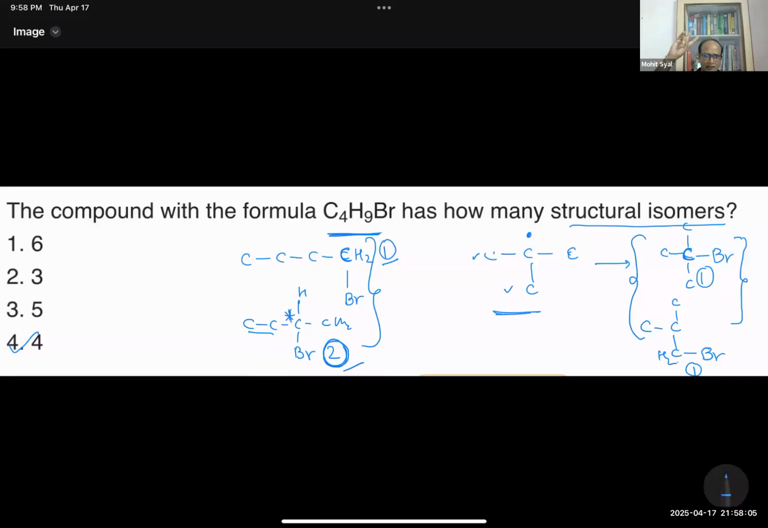When to consider the molecule as 2 and when to consider it just a single molecule? Wherever you have a chiral carbon, consider 2, and if they ask you that you should count the stereoisomer, then only you should take it as 2. Otherwise, you can take it as just 1. Got it? Is that clear? Yes, sir. Okay, great.